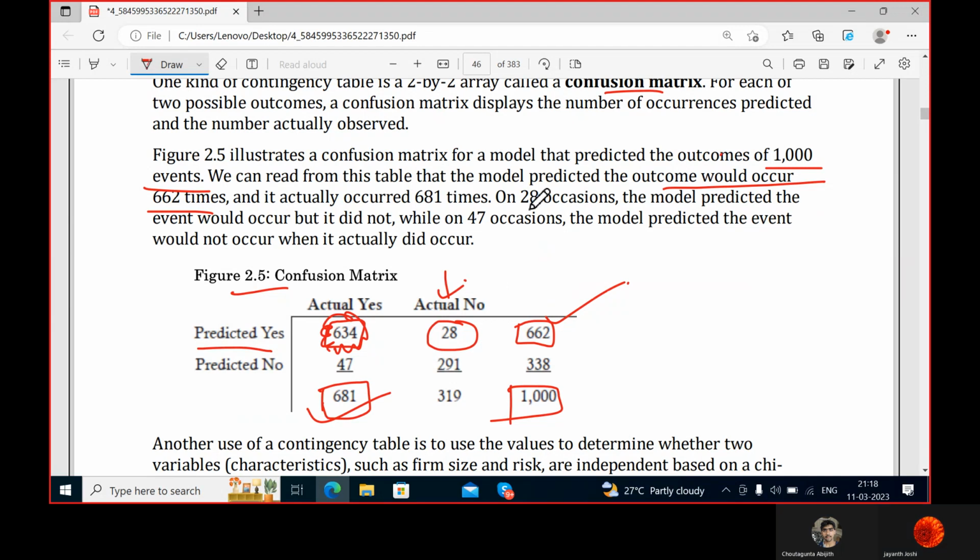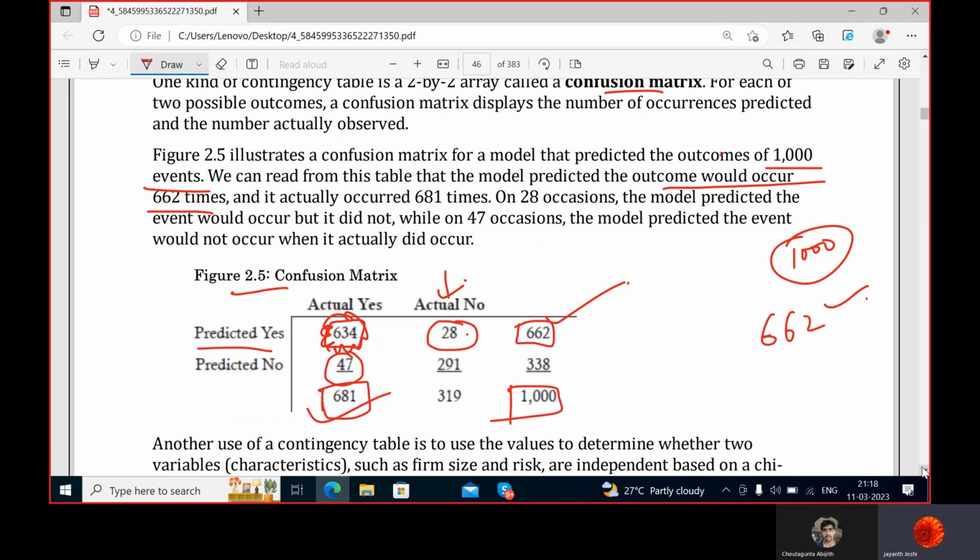While in 40 occasions, the model predicted the event would not occur when it actually did occur. So 1000 events we are seeing here. 662 is the prediction we made, but in actuality, it occurred 681 times. 28 times we predicted yes, but it did not happen. 47 times we predicted no, but it happened. So did you understand this whole thing?